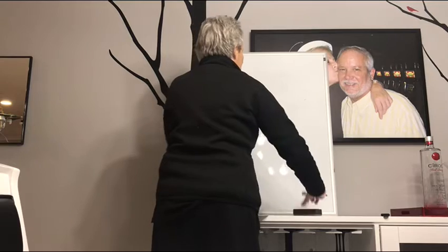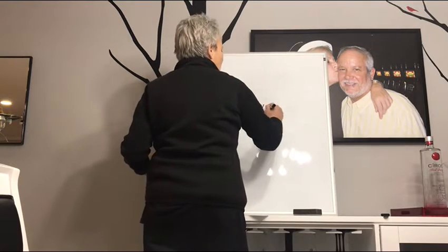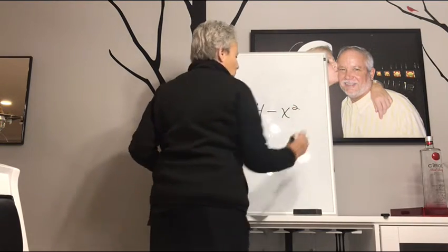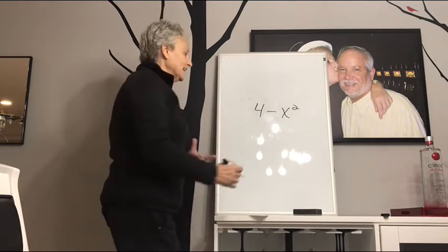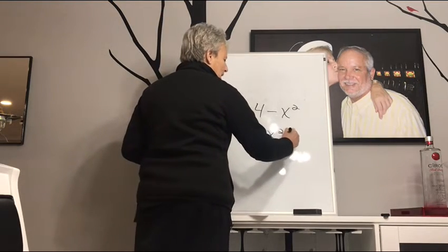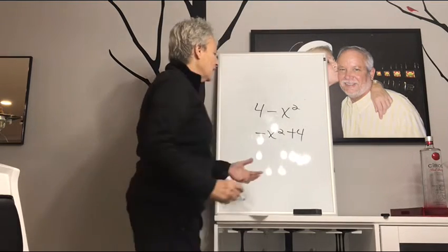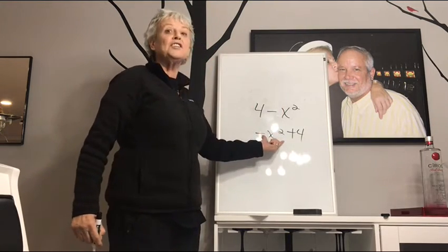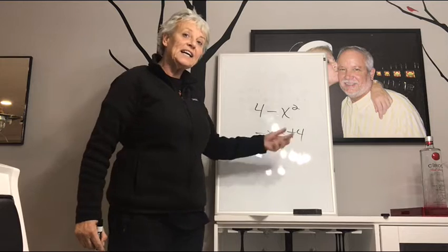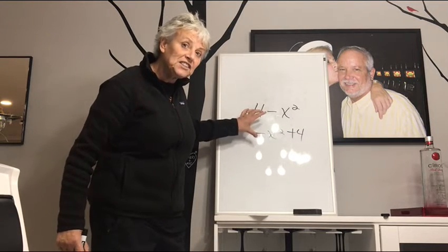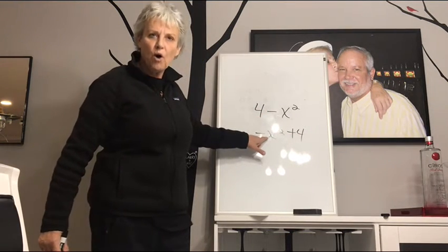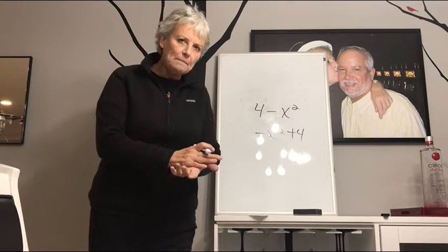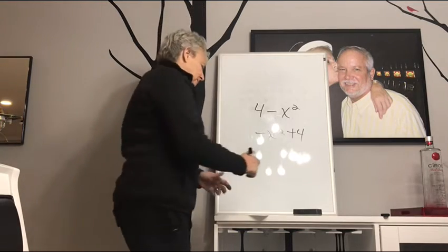So if I wrote this in the wrong order, 4 minus x squared, you would rewrite it as negative x squared plus 4, because the degree of this is 0, and the degree of this is 2. Highest degree first. The leading coefficient is negative 1. It's the first number in front of the variable.